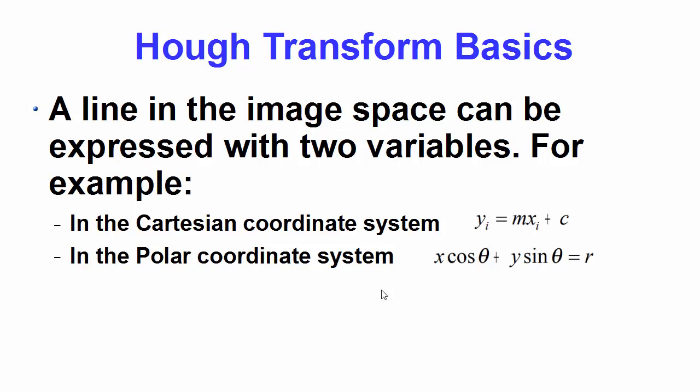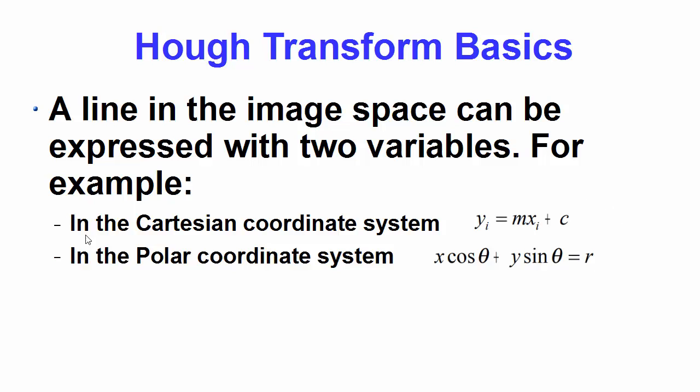A line in the image can be represented by two coordinate systems. First is the Cartesian coordinate system, and using this equation you can represent a line: y is equal to mx plus c. You can also represent this line using the polar coordinate system with this equation, which is x cos theta plus y sin theta is equal to r, or rho sometimes.